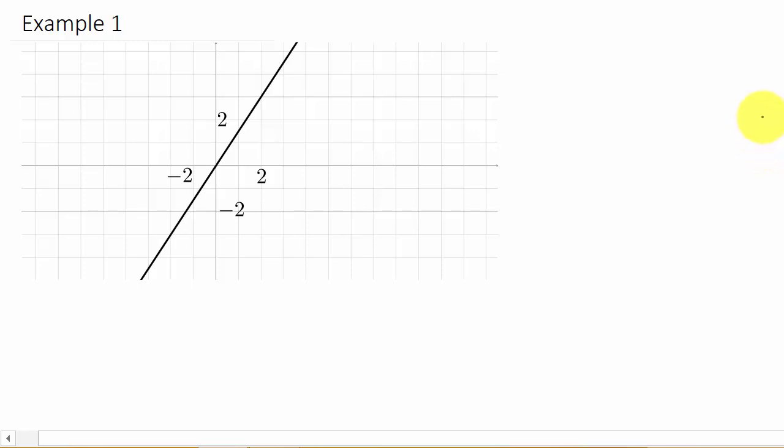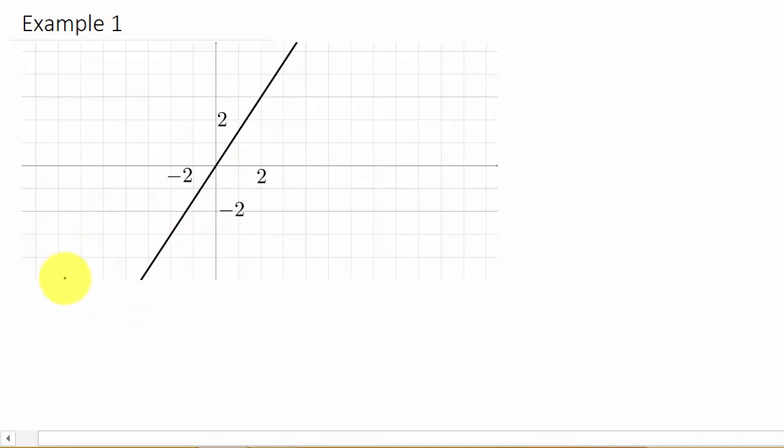Alright, so in this video we are going to determine where a function is increasing and decreasing based on its graph. They give us the graph of the function and we have to determine where it's increasing and decreasing. I've got four examples to work. So let's look at the first one.